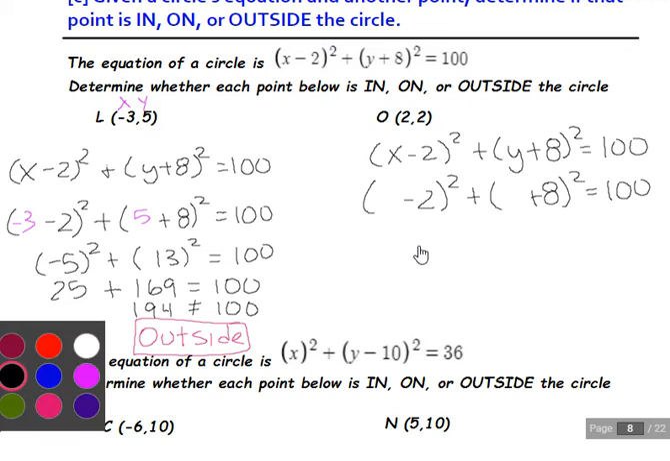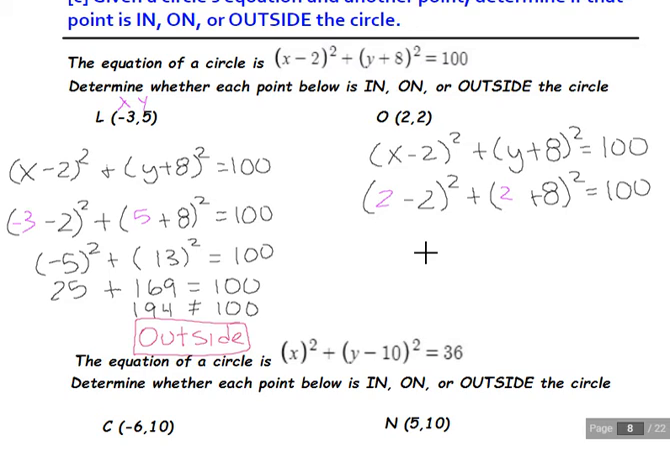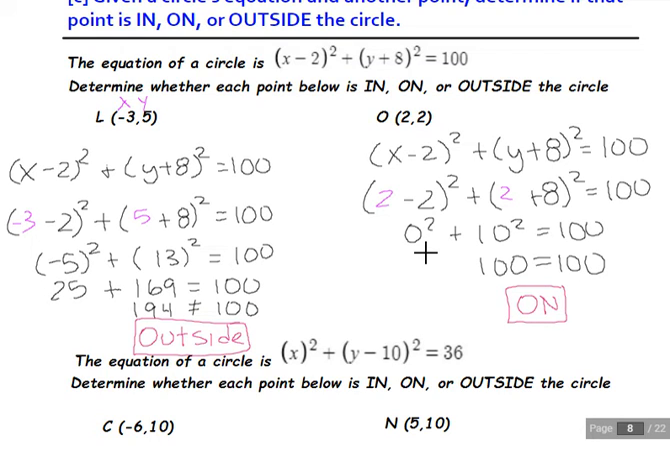So that's going to be 2 and 2. So 0 squared, 10 squared, 10 squared is 100. And so since they're the same, the distance between the points is the same as the radius, it's going to be on the circle.